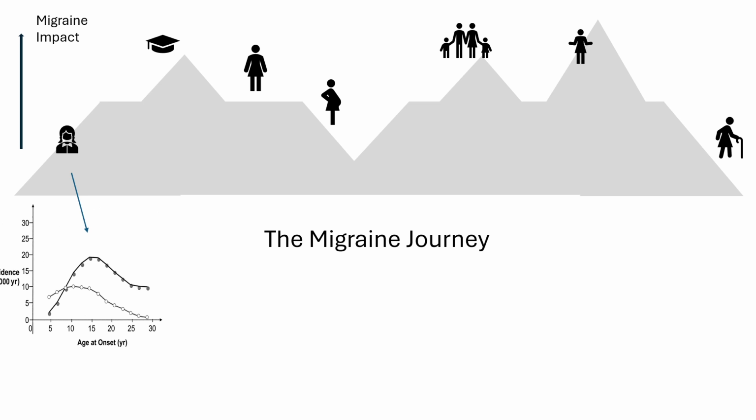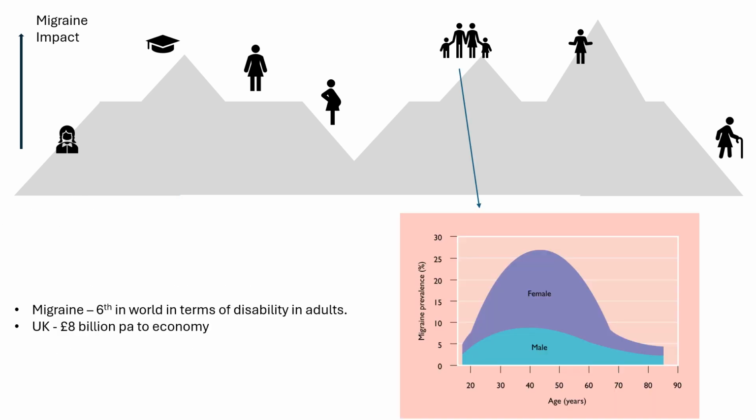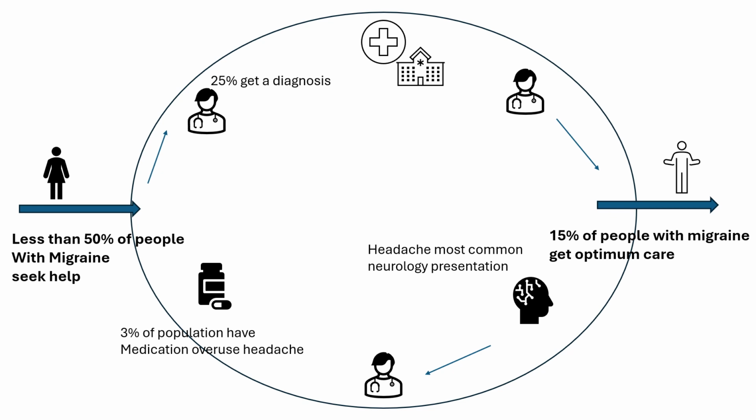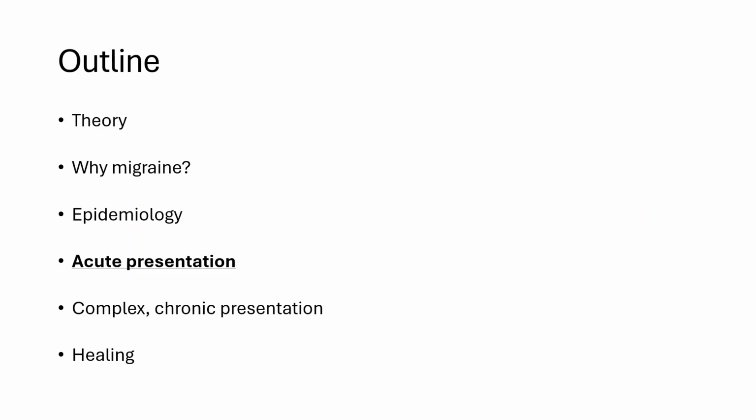Then we looked at the migraine journey. For many people, this long and winding road, and we looked at this cycle of seeking help and never finding it. Only 15% of people with migraine actually get optimum care. Migraine is number 6 in the world in terms of impact.